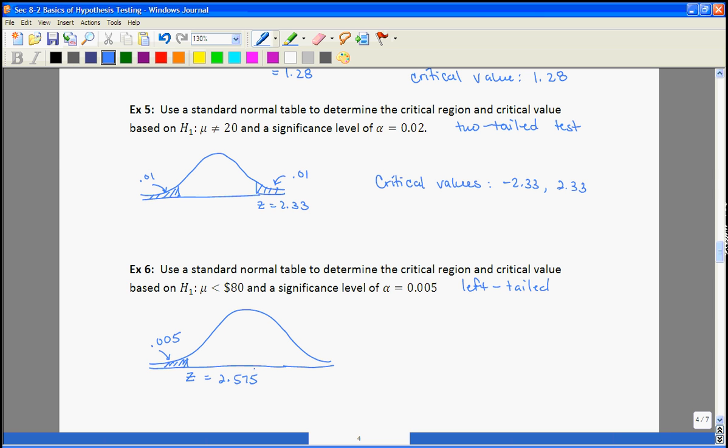If you use 2.57 or 2.58, I don't think that would be the end of the world. Usually it's better to go up a little. But 2.575, and this is going to be negative because we are in the left tail. So my critical value this time, if we round it to 2 decimal places, would be negative 2.58. So this is stuff you've been doing before with all the normal table stuff. We're just connecting it with the concept of the alternative hypothesis from hypothesis testing.